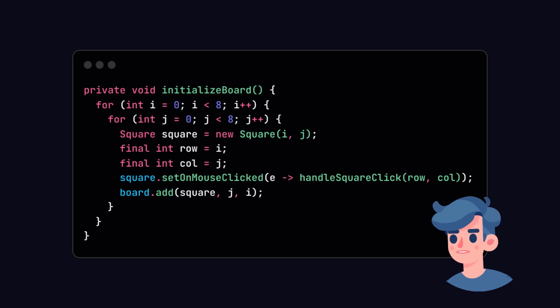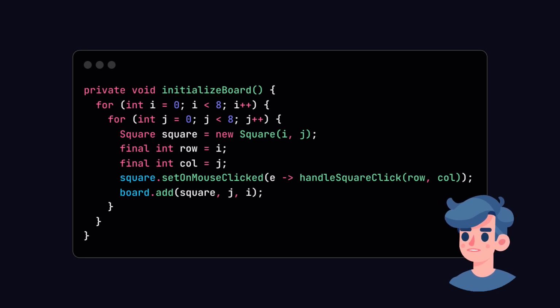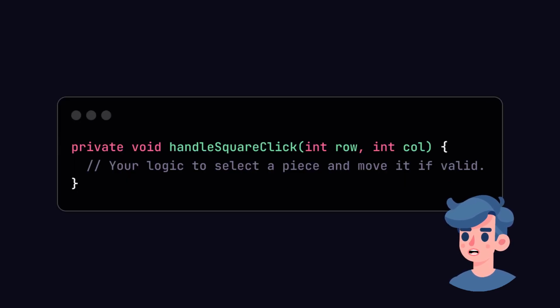When managing moves, we also need to capture user interaction. This means adding event handlers to the squares so they can respond to clicks. Here's how to do that. In this function, we set a click event handler for each square. When a square is clicked, it will call the handleSquareClick method, which we will define to manage the current piece and its valid moves. The handleSquareClick method will be responsible for selecting the piece on the square and checking whether the move is valid based on the current game state.